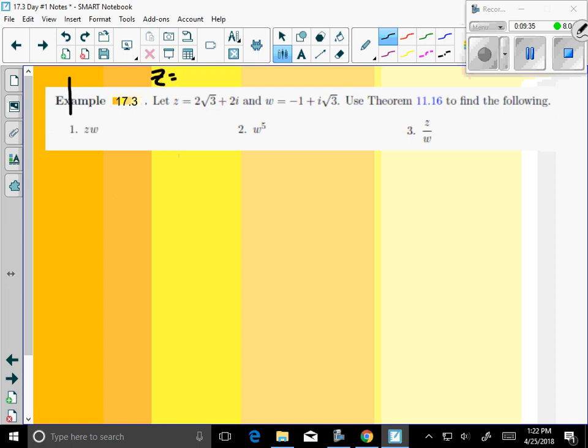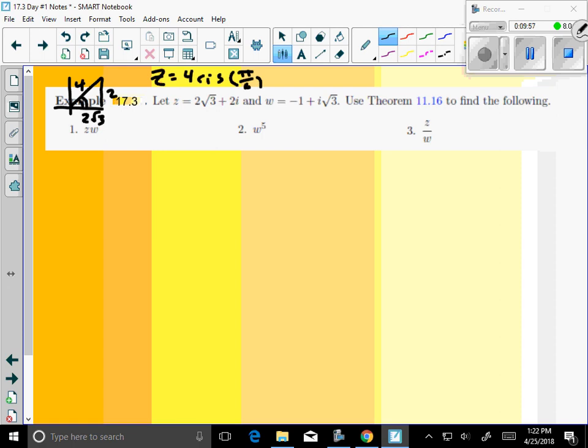So that'd be in quadrant 1. 2 root 3 and 2. So that's 2 root 3. That's 2. Anybody with me that they're already seeing a 4 right there? And this angle right here is pi over 6. So Z equals 4 cis pi over 6.